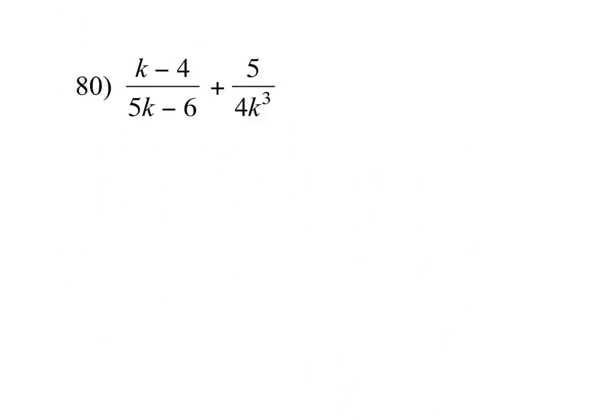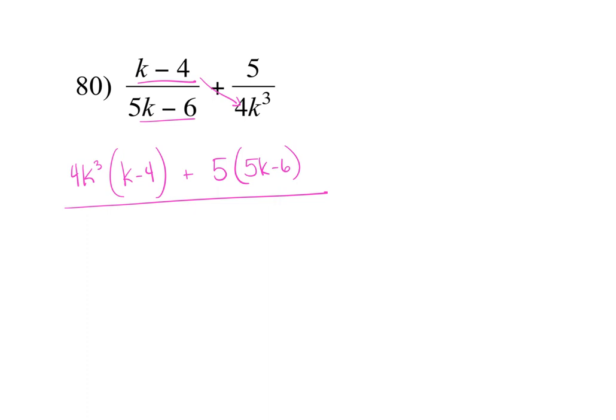So addition, you do not cancel top to bottom. You can reduce directly, but you can't cancel diagonally. You have to have a common denominator. You do basically cross multiplication is what you're doing. So I take the k minus 4, and I'm going to multiply it by the other denominator. And then I'm going to add and multiply that 5 by the opposite denominator. And my common denominator will be the two denominators together. 4k cubed times 5k minus 6. All right?